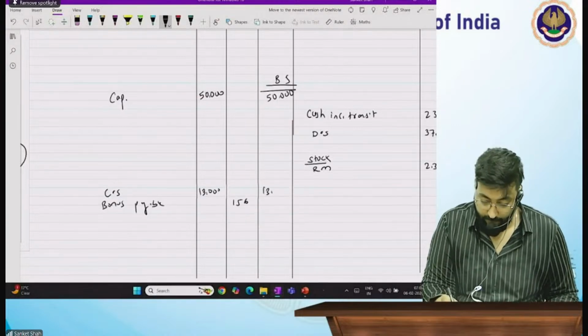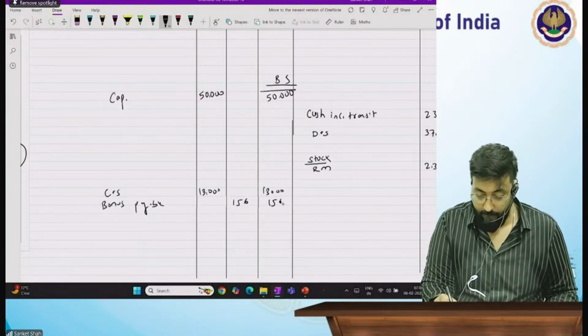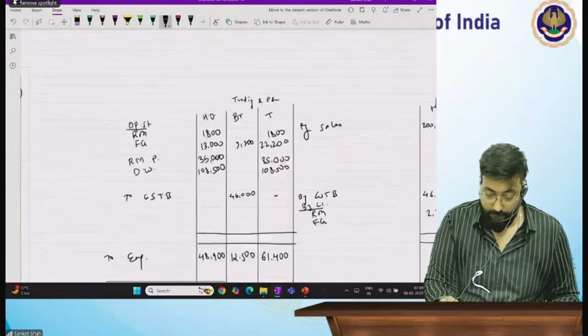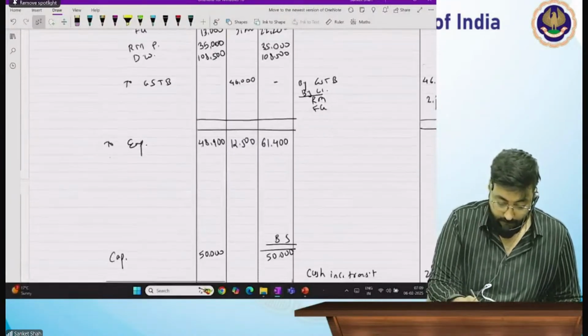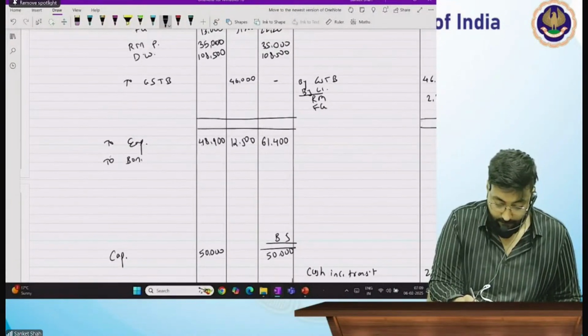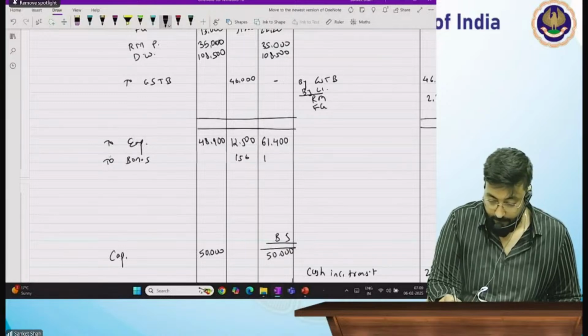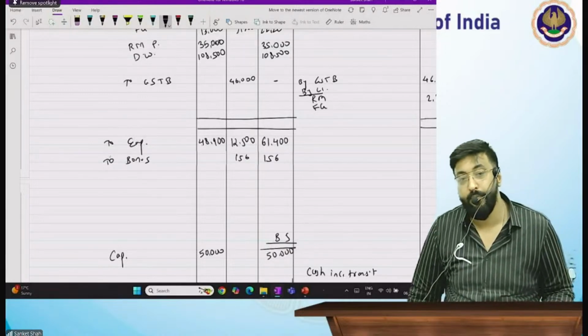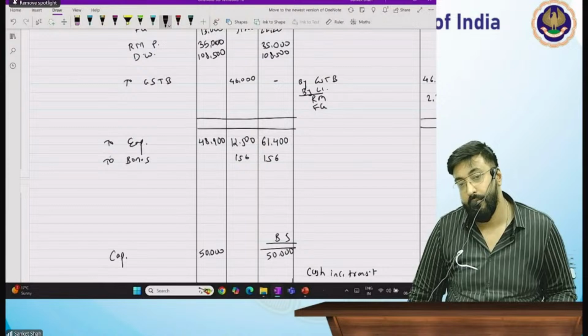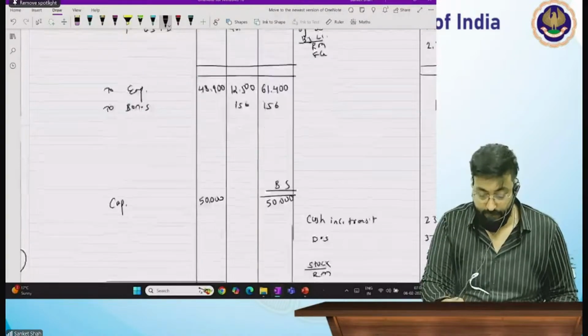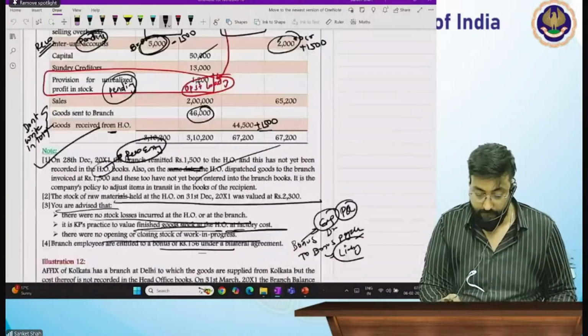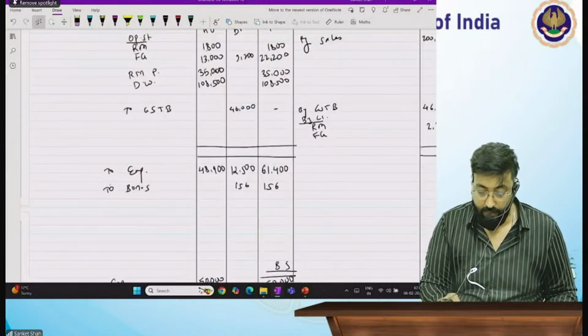Branch employees are entitled to a bonus of 156 under agreement. So it is a liability for the head office. In P&L it is to bonus 156 in branch, and in liability, bonus payable 156. Completed? No, sir, still we have inter-unit.